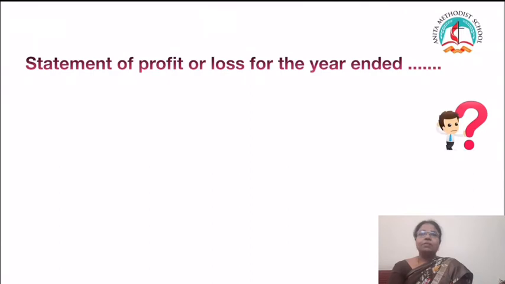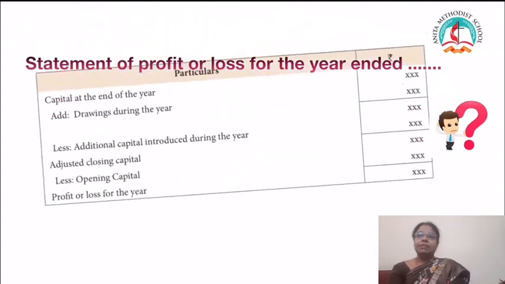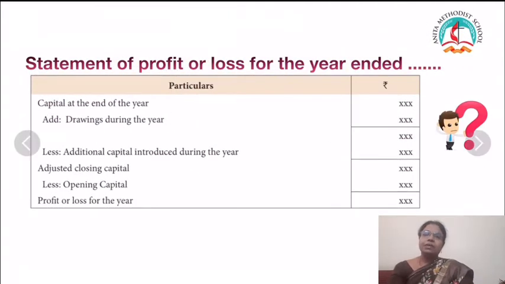Children, look at the format of statement of profit or loss for the year ended. Capital at the end of the year, add drawings during the year, less additional capital introduced during the year, adjusted closing capital, less opening capital, that gives either profit or loss for the year. So let us calculate statement of profit or loss from this sum.